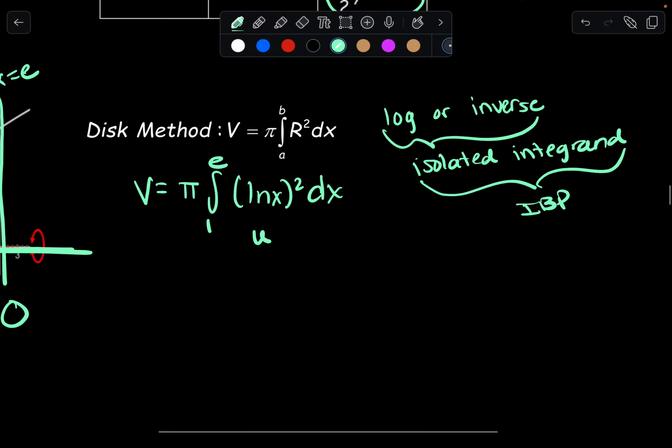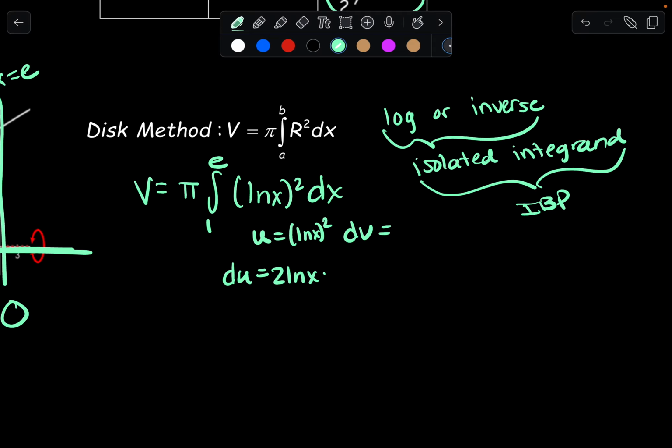So we need our u and we need our dv to start off. Our u is going to be the natural log of x squared, which means our du, we will use the chain rule for this. So it'll be 2 times natural log of x. The derivative of the inner function, which is natural log of x, will be 1 over x. And then do not forget your dx. dv, this is where some students get confused. They're like, I already used everything. No, you didn't. All right, we still have dx here. So dv is equal to dx.